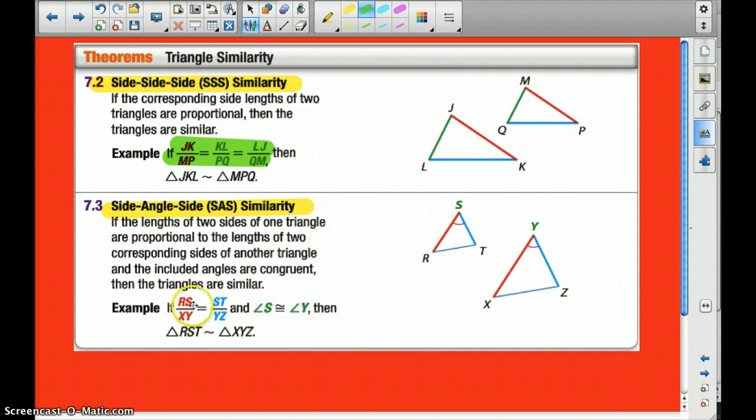The second one is saying that if you can get two sides to be proportional and one angle congruent, then the two triangles are going to be similar. So you don't have to even worry about finding the other angles or finding the third side. You can just say by side-angle-side, the triangles are similar.